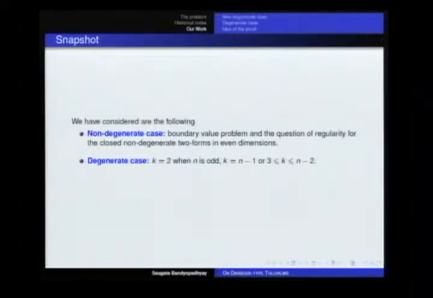So what we're going to do now is mention two results from each section, and if we have time, we are going to give you a brief idea of the proof. Okay, so we start with a global result in the non-degenerate case.